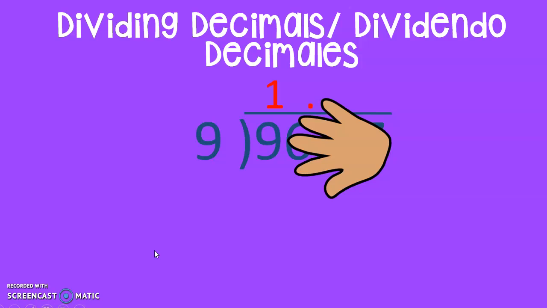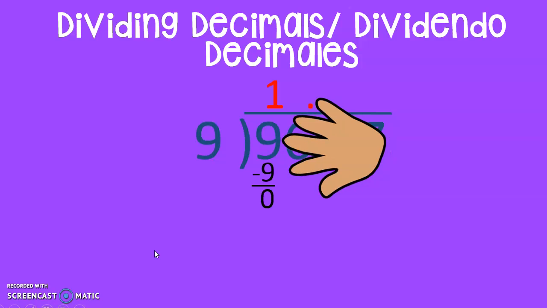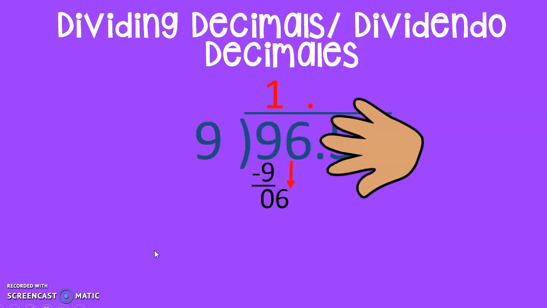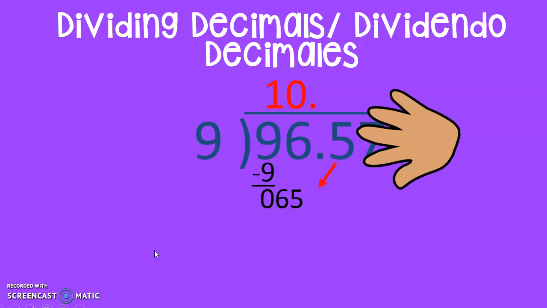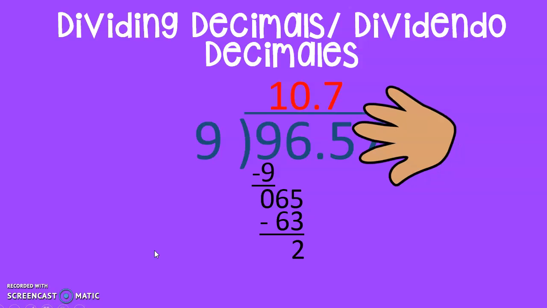1. 1 times 9 is 9. We minus and we get 0. Now I bring down my 6. How many times does 9 go into 6? ¿Cuántas veces cabe el 9 adentro del 6? 0, ¿verdad? It doesn't fit any times because 9 is bigger than 6. So we have to bring down our next number. How many times does 9 fit into 65? Everyone should know 7 times 9 equals 63. So 65 minus 63 is 2.